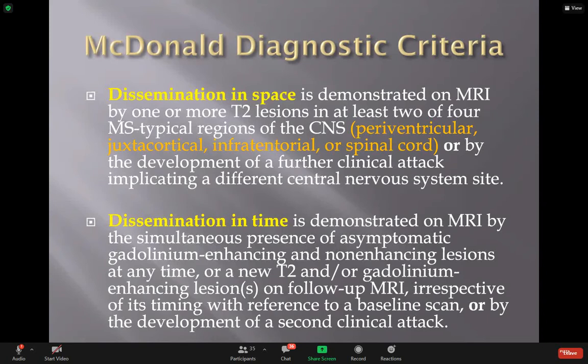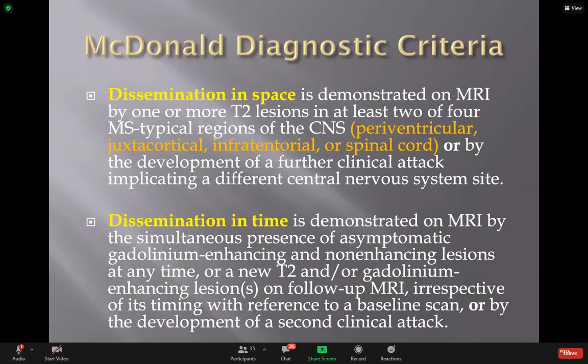Dissemination in time is demonstrated by MRI by the simultaneous presence of asymptomatic gadolinium enhancing and non-enhancing lesions. All right, let me explain this. So to clinically determine there's dissemination in time, you need time. So a person has a lesion, comes to you with a clinical complaint. After 6 months, comes to you with another complaint. Could be the same one, could be another one, doesn't matter, but there was time in between. So it tells you that there are 2 attacks, all right?